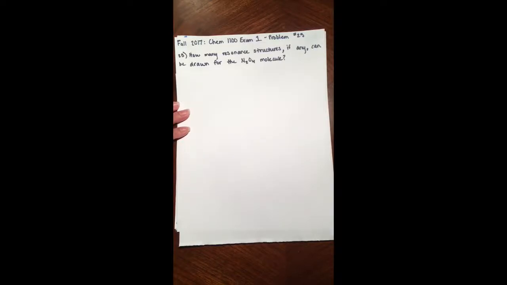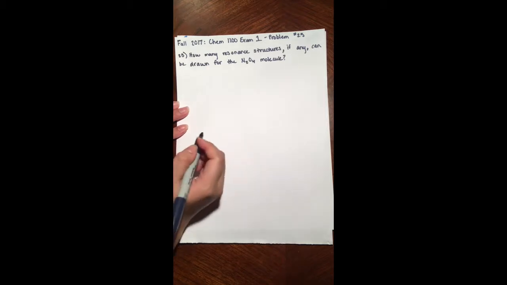Number 25 says, how many resonance structures, if any, can be drawn for the N2O4 molecule? Since they're asking about resonance structures, we have to draw our base structure first. In order to do that, we first have to figure out how many electrons are in the entire molecule.